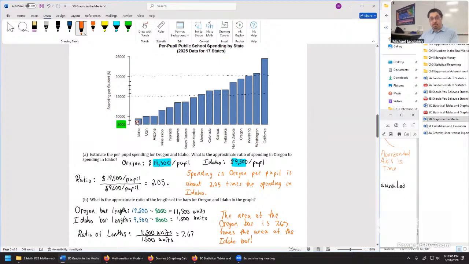Idaho seems really minuscule. When we see that and have a gut reaction to it, the first thing we're thinking is Idaho is spending almost nothing per pupil, and Oregon is spending many times it. If I was just visually estimating, without doing this step right here, I might have said Oregon is about 10 times the spending in Idaho, but that's not quite the story. The spending is 2.05 times. So these figures are way, way off. Well, any questions at all, folks, with those two computations there?